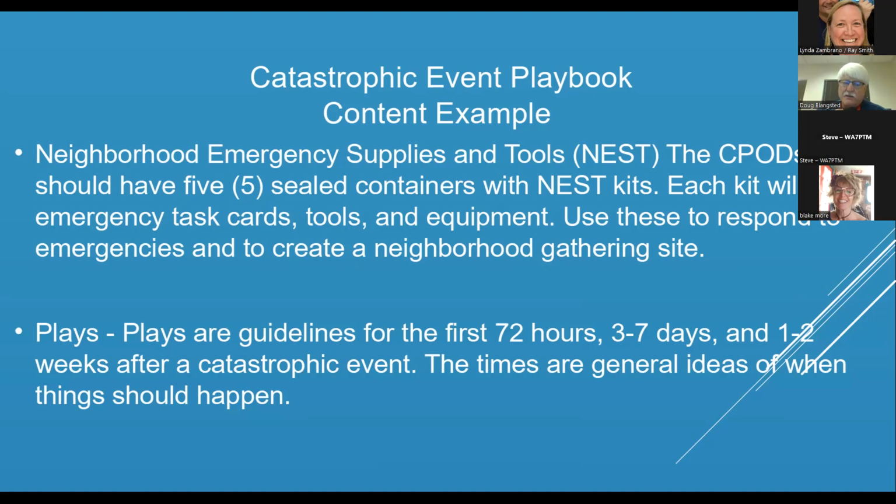Because we estimate, I think the general feeling is, that when we have the catastrophic event, it's going to last for weeks and weeks. So we're going to have to be prepared to take care of mostly ourselves, but to the degree possible, we can provide support from the emergency management standpoint, and we will.